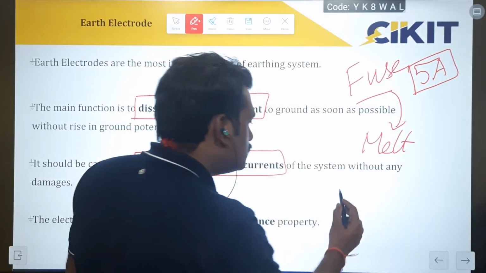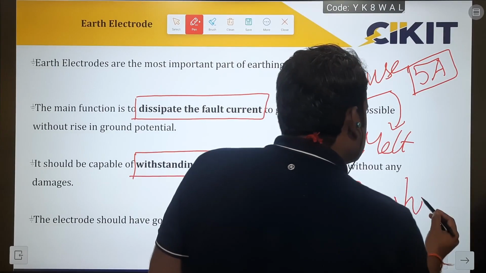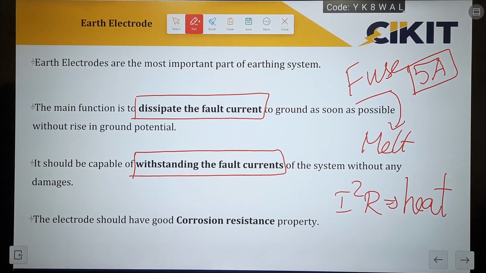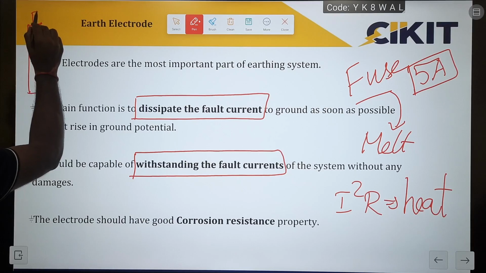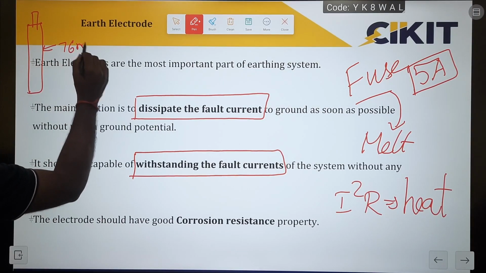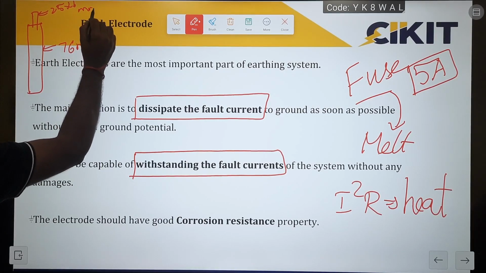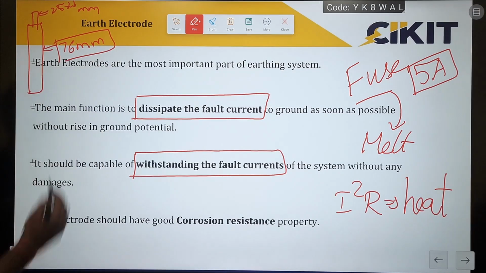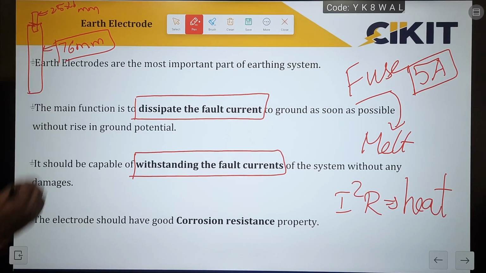So here what happens is, because of this I squared R loss, heating will be produced and this heat will melt the conductor. The same thing will happen for the earth electrode as well. If I am designing an earth electrode, for example, if you take this pipe as an example, I am having a pipe of 76 mm dia, and if I provide a 25 x 6 mm strip as a terminal, then if any huge current comes, this pipe can withstand it, but the terminal cannot withstand this huge current and the terminal will melt.